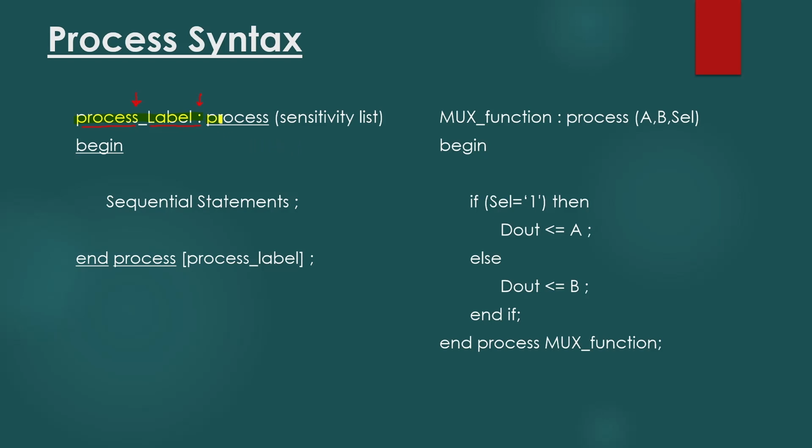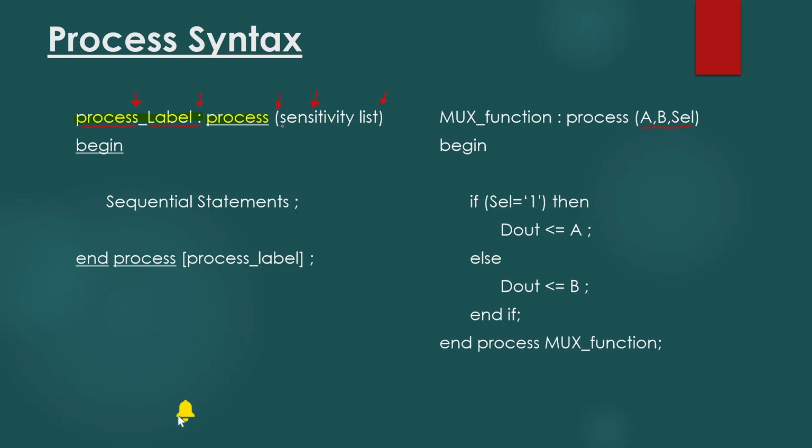Okay, next we will type process and write all the signals which are inputs to your process. These signals can be the interface signals of your module or can be the internal signals as well. And these should be written inside the brackets and separated with commas.